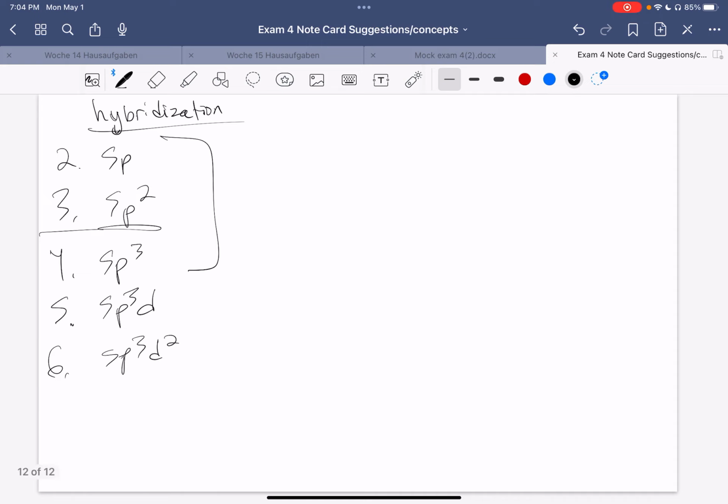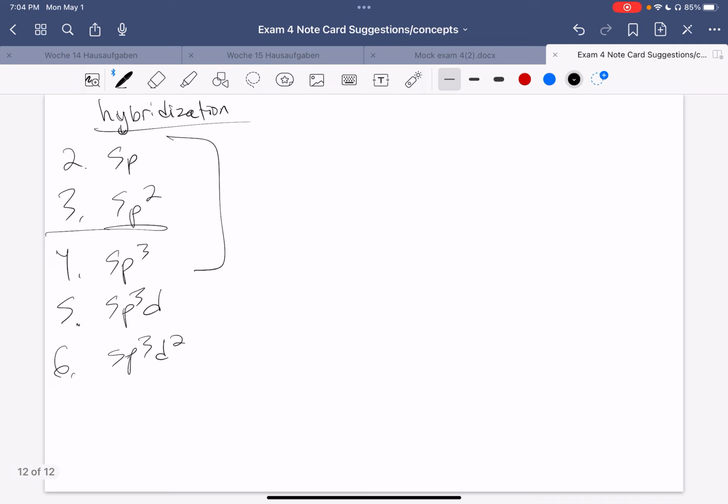Yeah, and then looking back at the bonds again, this is the very last thing. A single bond is just going to have one sigma. A double bond will have one sigma and then one pi. And then a triple bond will have one sigma and two pi bonds.